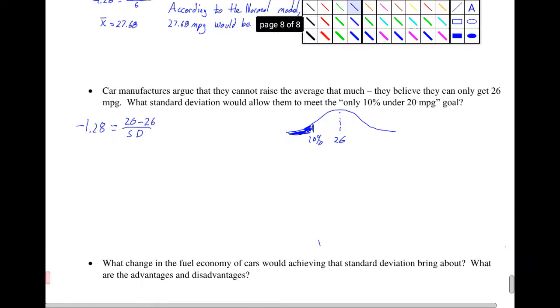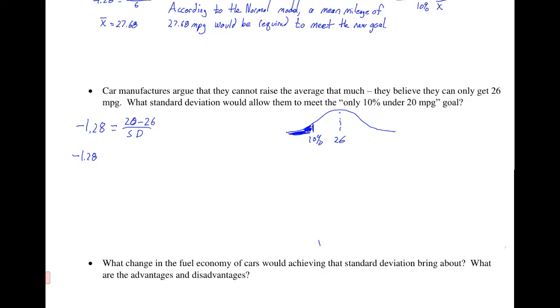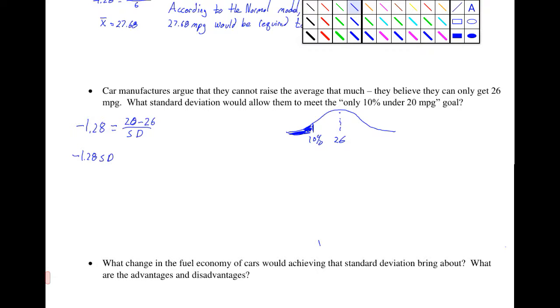Okay, so now we're ready to calculate. You need to multiply by the standard deviation, so we get negative 1.28 times SD equals 20 minus 26, which is going to be minus 6. Divide by the negative 1.28, and we get the standard deviation equals positive 4.69.